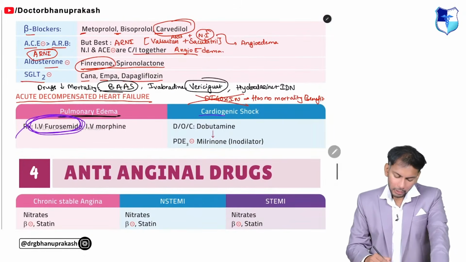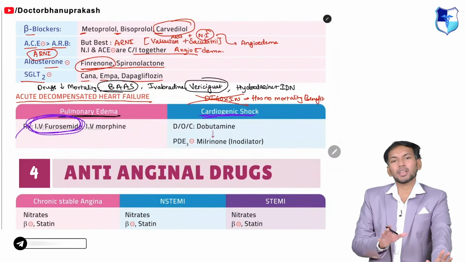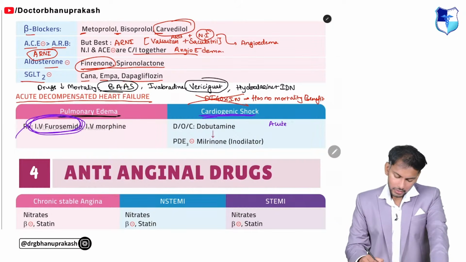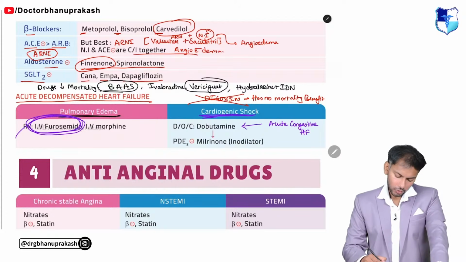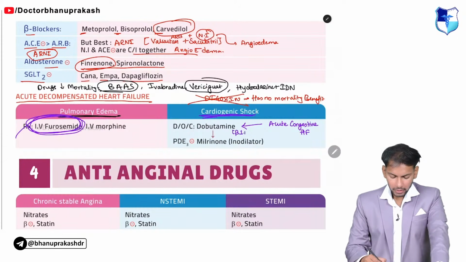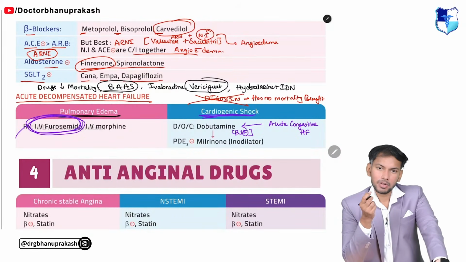Now, coming to cardiogenic shock. What is cardiogenic shock? See, when there is acute decompensated heart failure, it is also known as acute congestive heart failure. What is the drug of choice? Drug of choice is dobutamine. Dobutamine is a beta-1 agonist. I already told you this in the SNS chapter, if you remember.